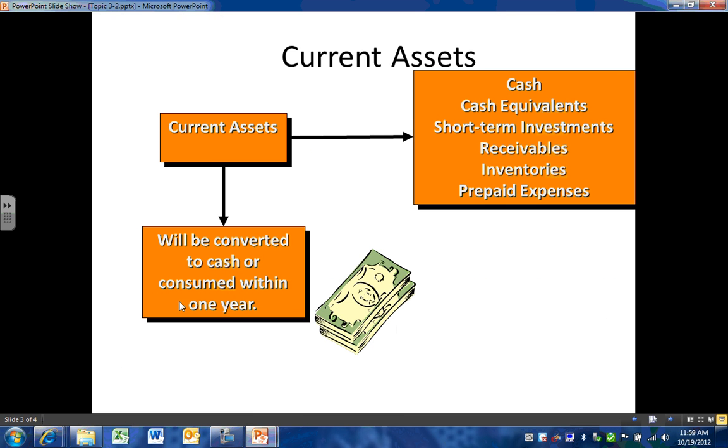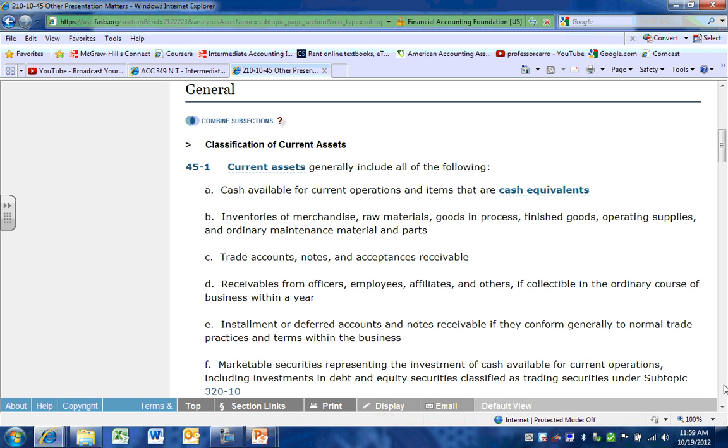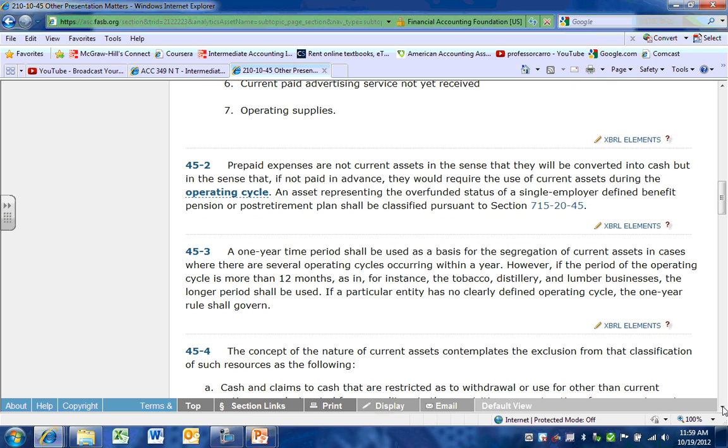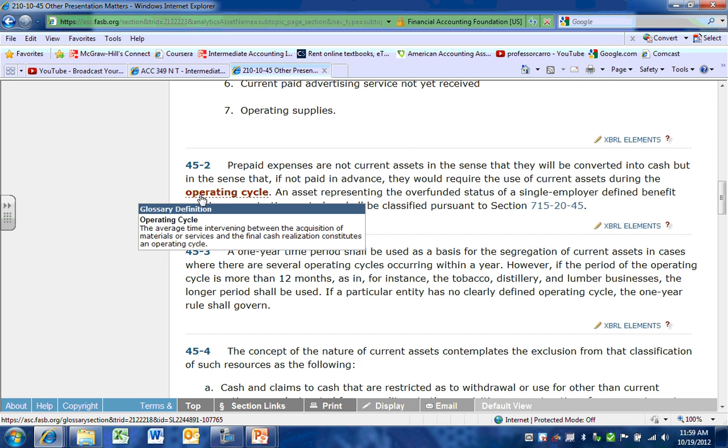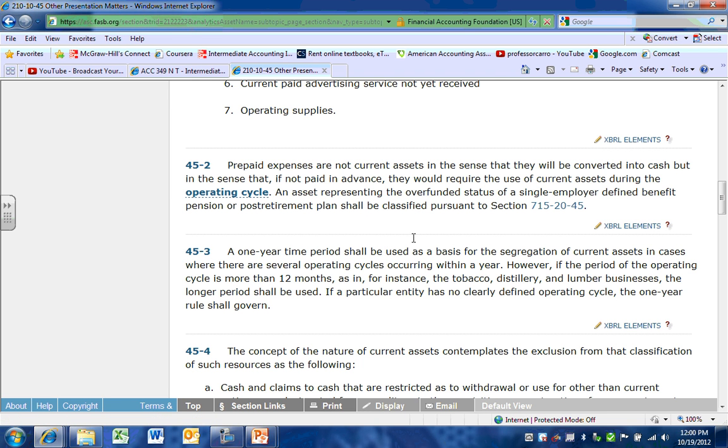Again, when we talk about an operating cycle, what do we mean? Well, the code definition of an operating cycle is the time interval between when we acquire material and services and the time that we actually receive cash from the sale of a good or service. Typically, companies use a 1-year time period because their operations are varied.